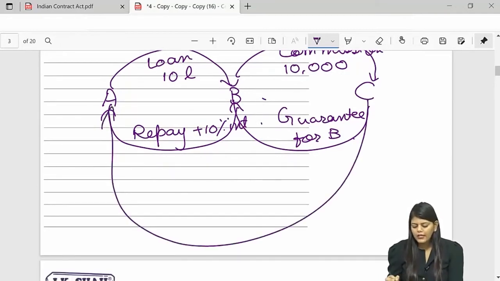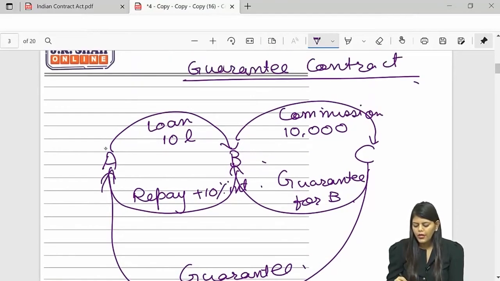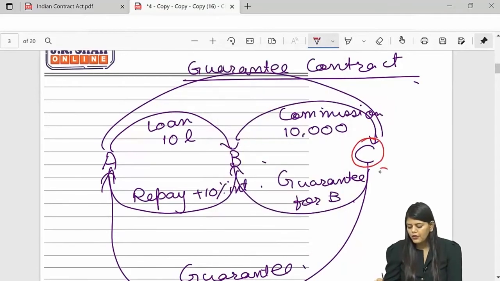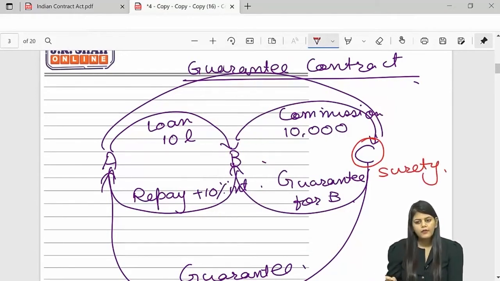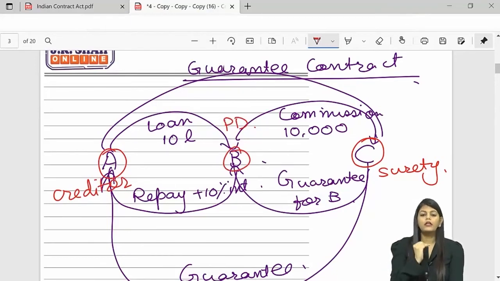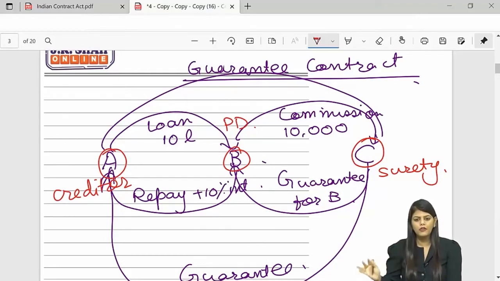C is giving guarantee to A for B, right? Okay. So if you notice, there are 3 parties. C is known as a surety. Guarantor, in layman's language, in legal language is known as a surety. A is the one giving the loan, he is known as a creditor, and B is known as a principal debtor. So surety is a person who gives the guarantee, creditor is a person to whom the guarantee is given, and principal debtor is a person for whom the guarantee is given.